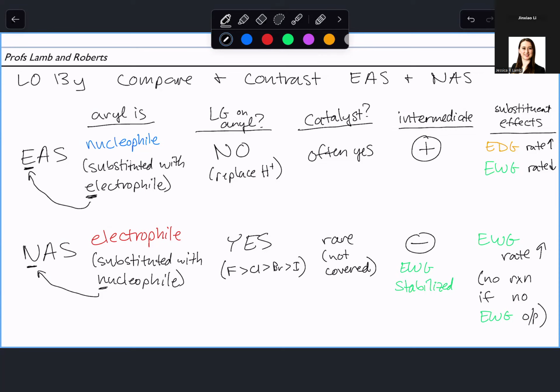So hopefully this chart is helpful. I know that these are really confusing because they look really similar, but they're exactly opposite. So it's super important that you can divide them in your brain and don't get them mixed up. Okay? So that finishes chapter 13.